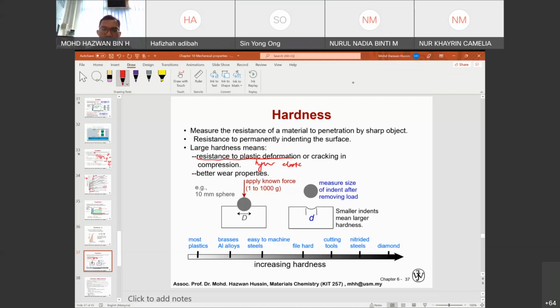So we have different shape of indenter. You have a round shape, bentuk macam bola, spherical. You have also very sharp edge of indenter. So what happened is that if this indenter being applied with certain force, 1 to 1,000 gram of force, and if you actually remove or unload the material, you will calculate what will be the indent area over here. So the less the indent, or if there's no indent, that means that it has a larger hardness.